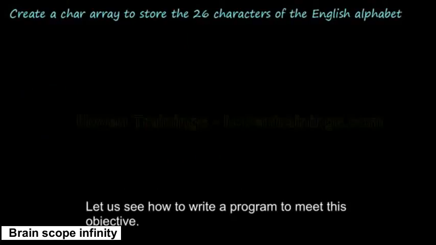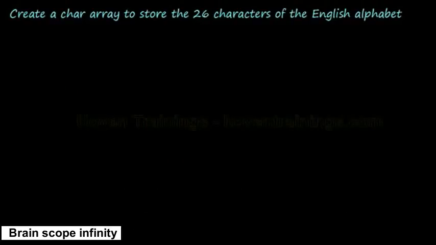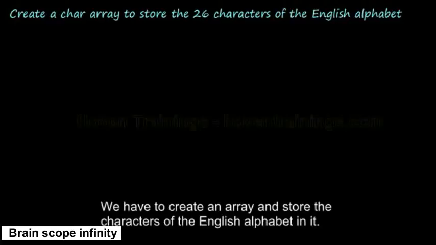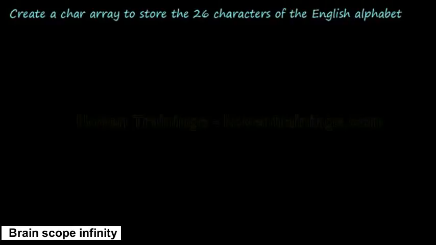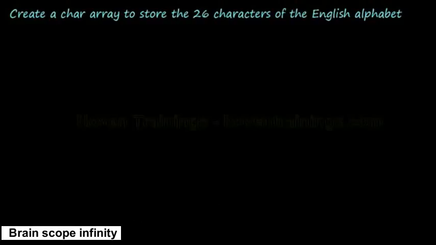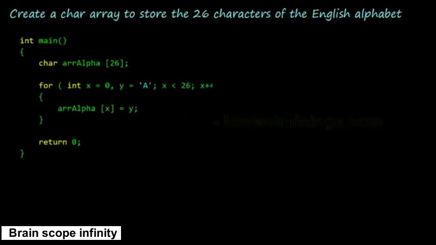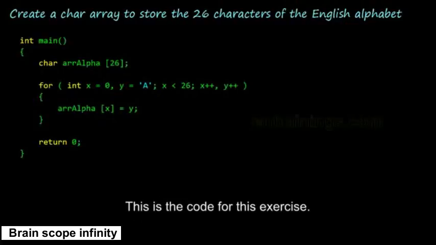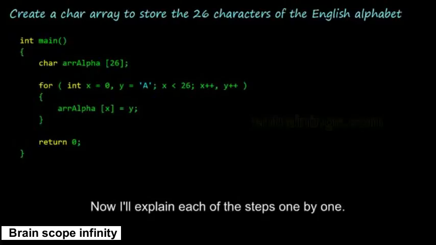Let us see how to write a program to meet this objective. We have to create an array and store the characters of the English alphabet in it. We'll see how a for loop can be used to solve this problem easily. This is the code for this exercise. Now I'll explain each of the steps one by one.